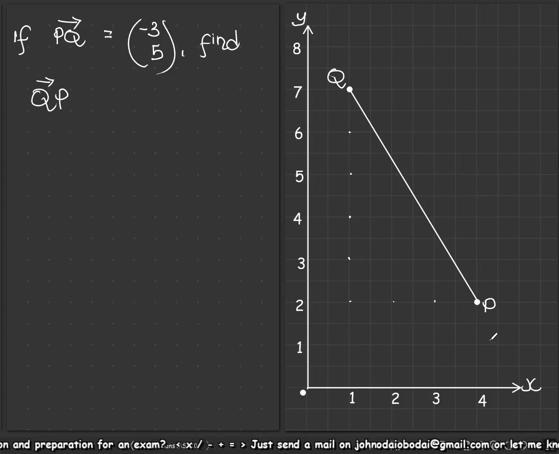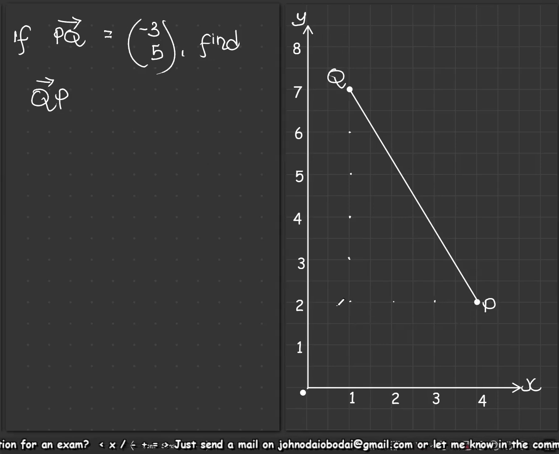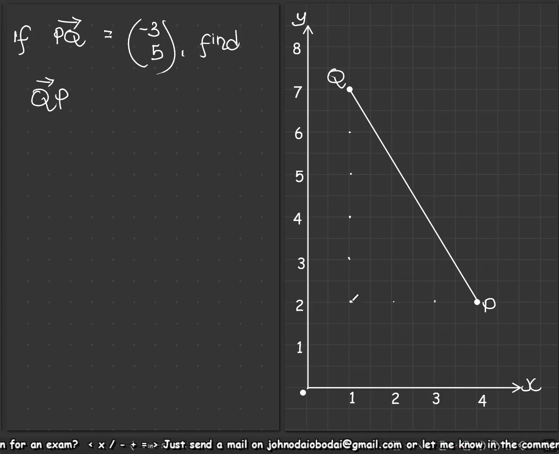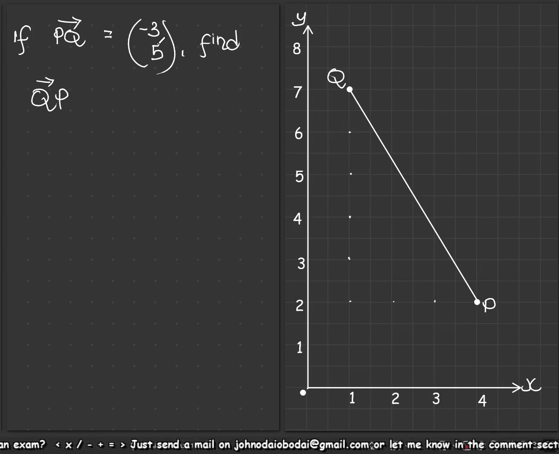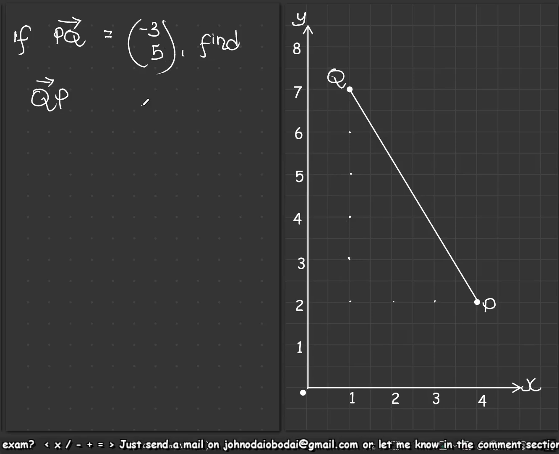So graphically, this is our point P here, and then this is Q. If I want to move to Q, then I have to move 1, 2, 3 towards the left-hand side. That's why you have -3. Then at this point, I have to move up: 1, 2, 3, 4, 5. That is how come you have this 5 over here.